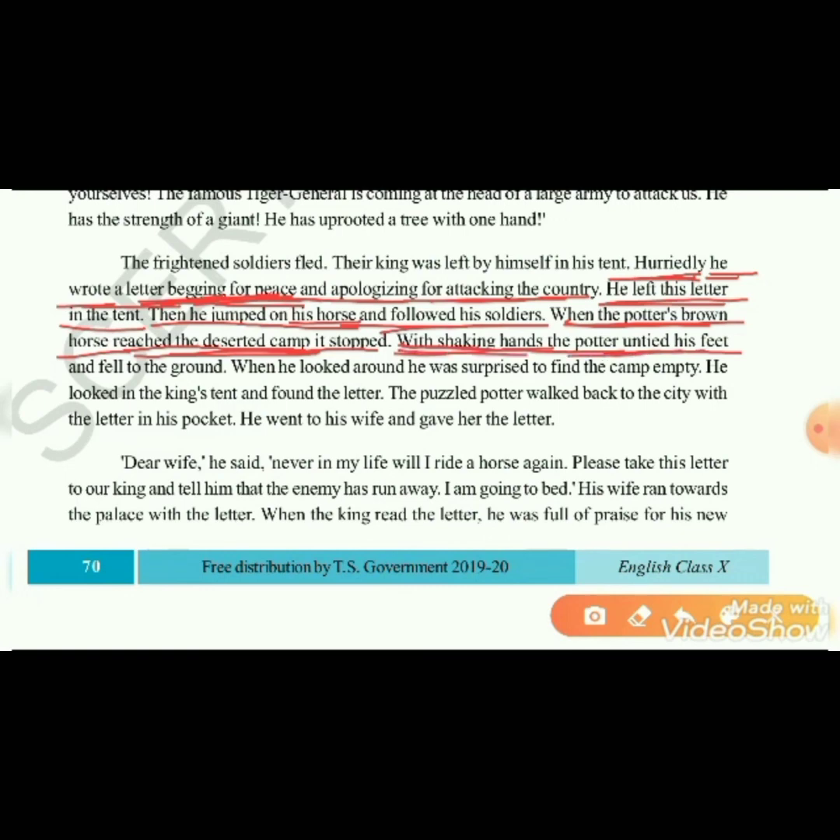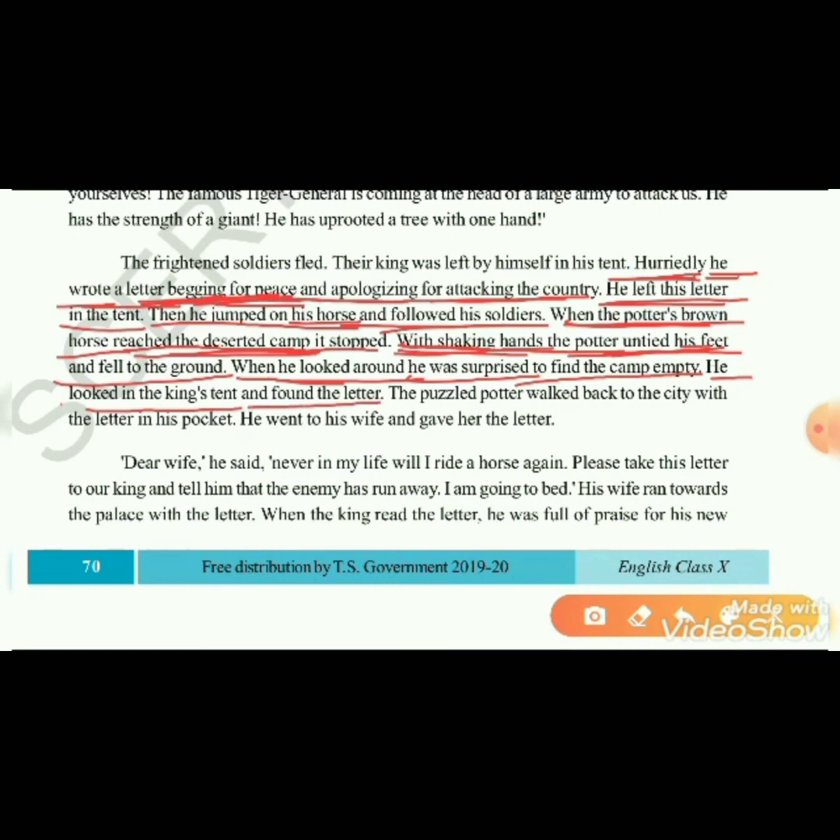When he looked around, he was surprised to find the camp empty. He looked in the king's tent and found the letter. There he found a letter and nothing more. The puzzled potter walked back to the city with the letter in his pocket.